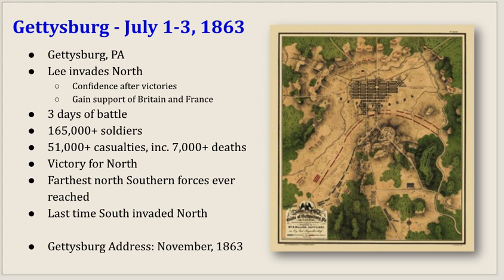This ends up being a 3-day battle involving over 165,000 soldiers. And in the end, almost a third of them are casualties, including over 7,000 deaths. But it is a victory for the North, a huge victory for the North. It is the farthest north that the Southern forces ever reach. It's the farthest into the United States that the Southern forces ever get. And it's going to end up being the last time that the South ever invades the North. They go back to their defensive strategy after this.